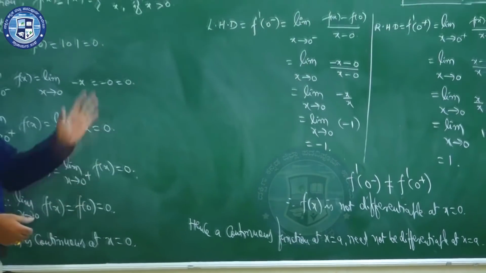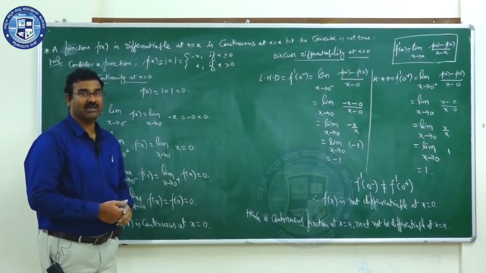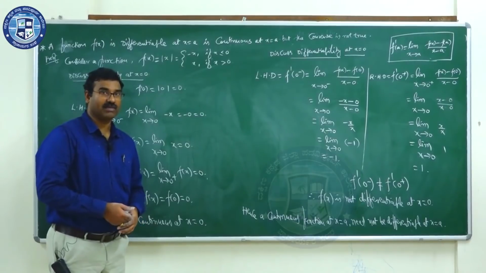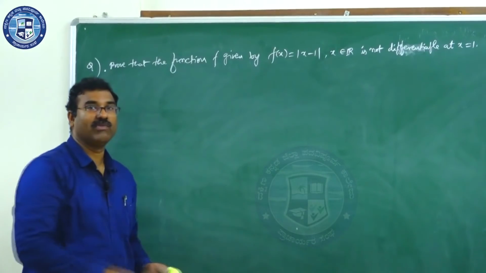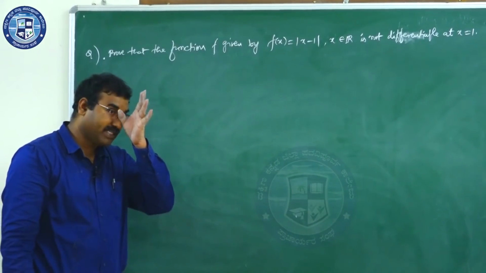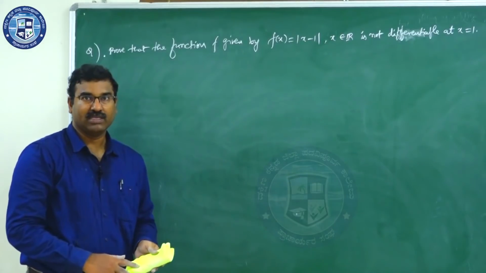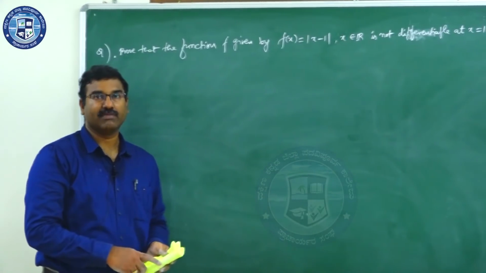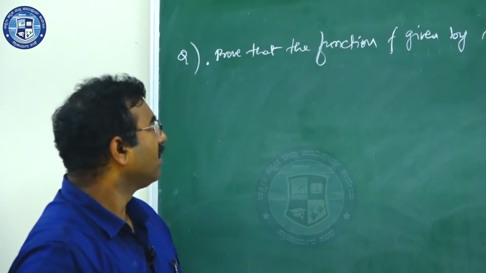Okay. So, we saw that a differentiable function is continuous, but a continuous function need not be differentiable, right. So, this is one of the very important theorems. We have completed one important theorem. Whenever a function is differentiable, then it is continuous, and a continuous function need not be differentiable, we saw. And now we will see a problem here.